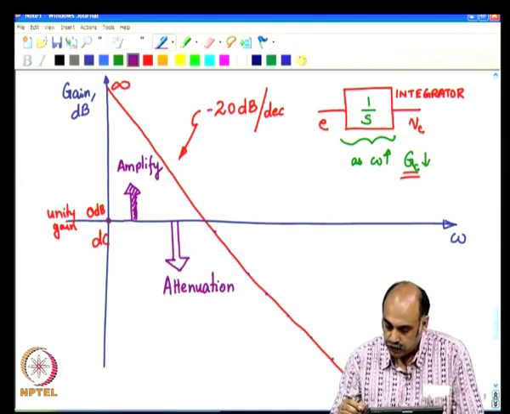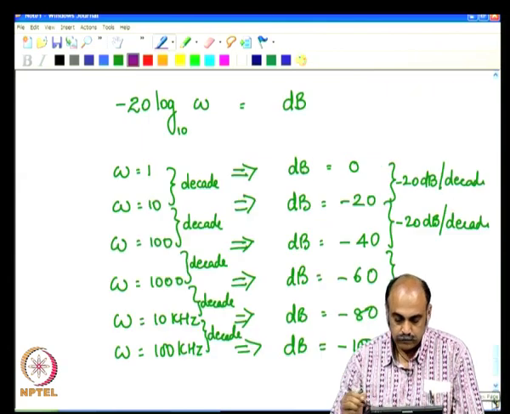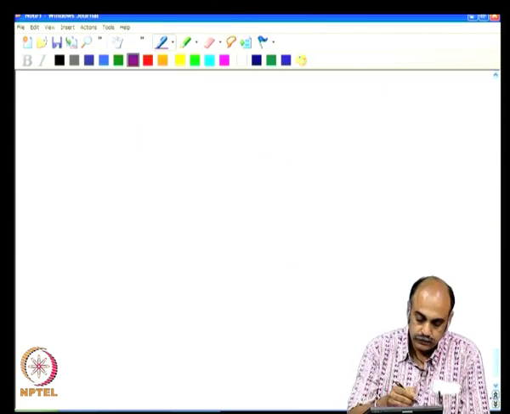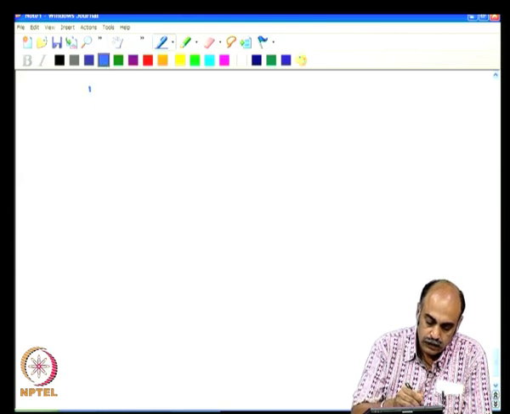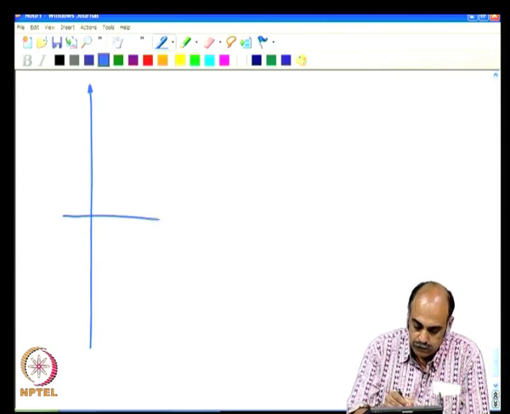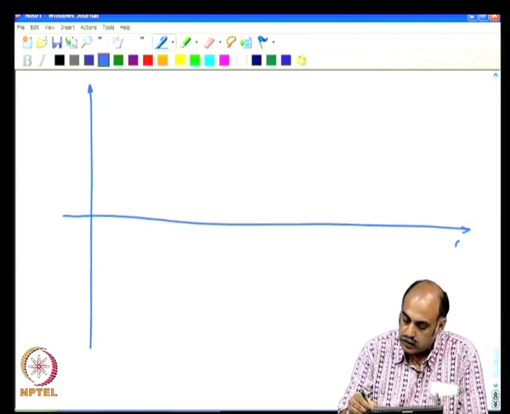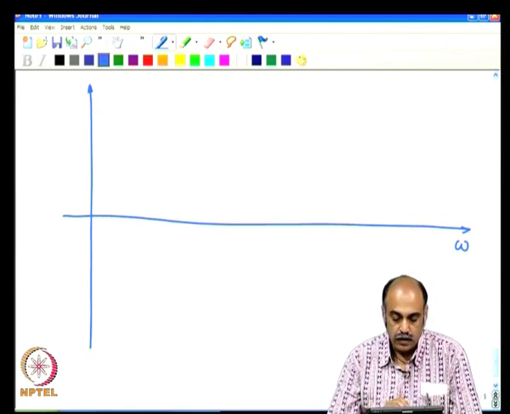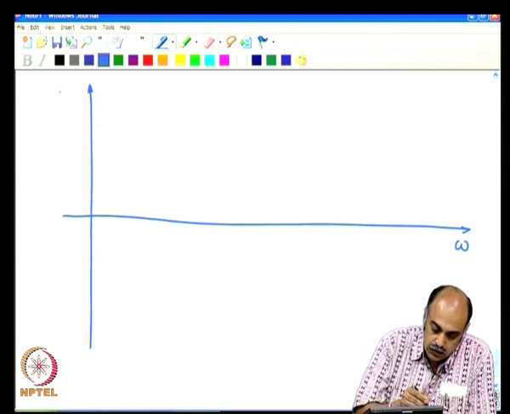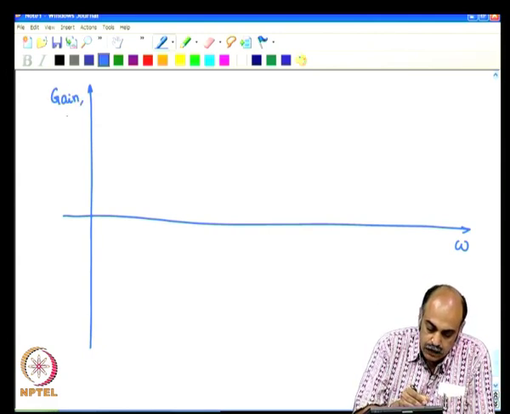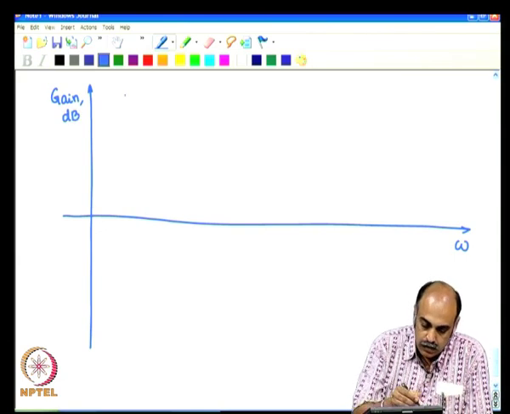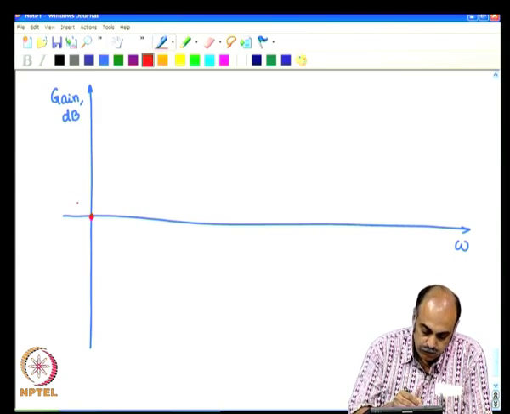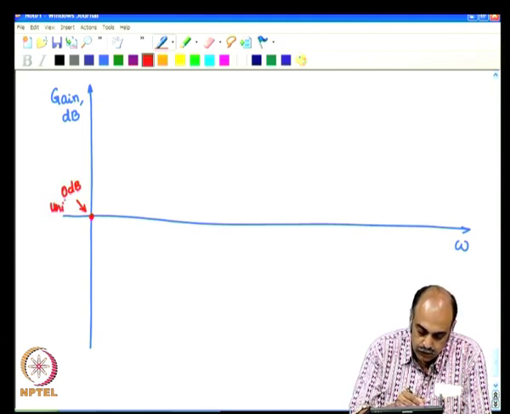So, proceeding from here, this is one component. Let us take another component and see how it looks with respect to omega, and then we will try to integrate these various components to form one integrated controller. So, let us look at the gain in dB. We have at this point 0 dB or unity gain.